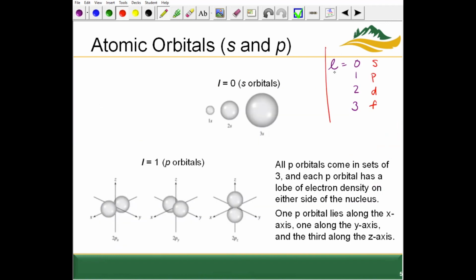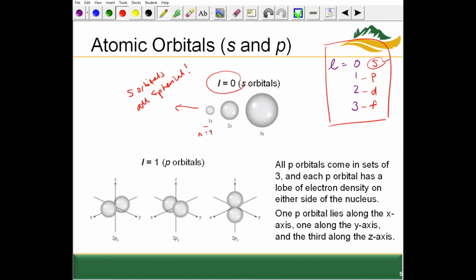Then as a reminder from something we looked at previously in Chapter 7, l equal to 0 is an s orbital, l equal to 1 a p orbital, l equal to 2 d, l equal to 3 f. So here's l equal to 0. These are all s orbitals. We also learned that s orbitals are all spherical. And then the number here describes the n. So n equal to 1, n equal to 2, n equal to 3. That s out here describes that l is equal to 0 for all of these.